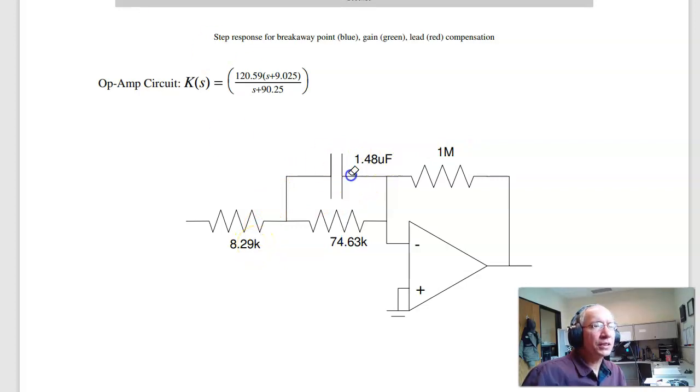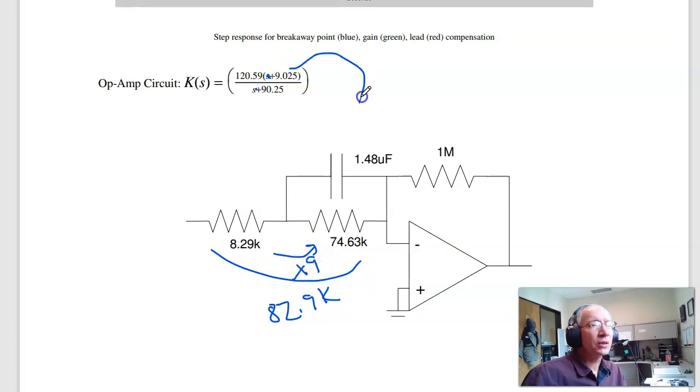At high frequencies, the gain, at DC, s goes away, the gain is 12. So the total resistance is 82K. 8.29 is here, there's the remainder. Or another way to do that, that's a 10-to-1 ratio, so this is 9-to-1.